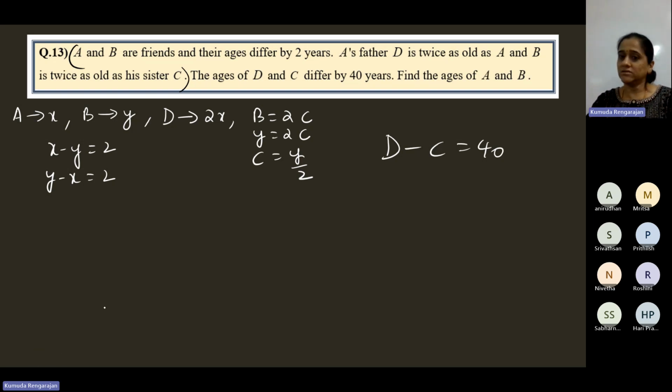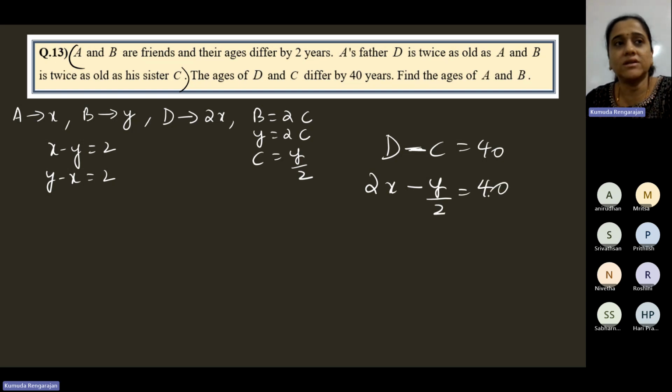D being the father and C being the sister of B, D is elder than C. So the ages of D and C differ by 40 years. So D minus C is equal to 40. D's age minus C's age is equal to 40, correct? Okay, now what is D here? 2x minus what is C? y by 2 is equal to 40. This is the other equation. Find the ages of A and E.